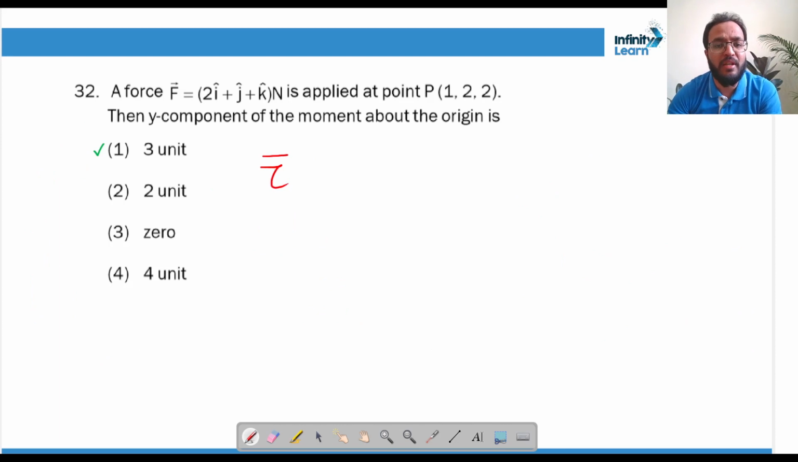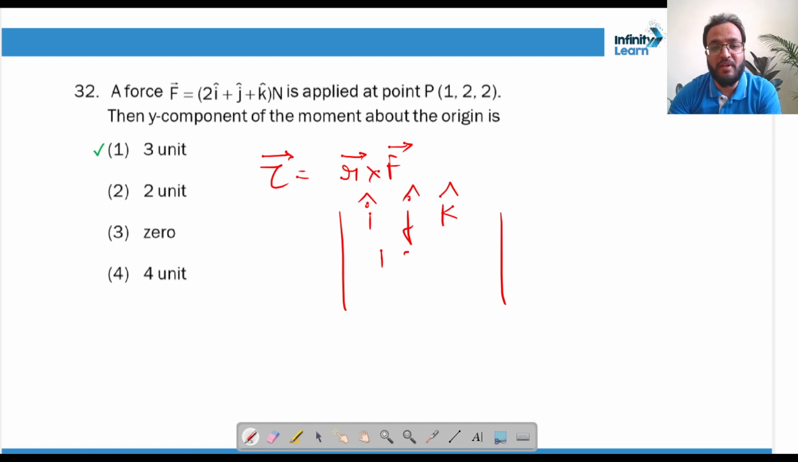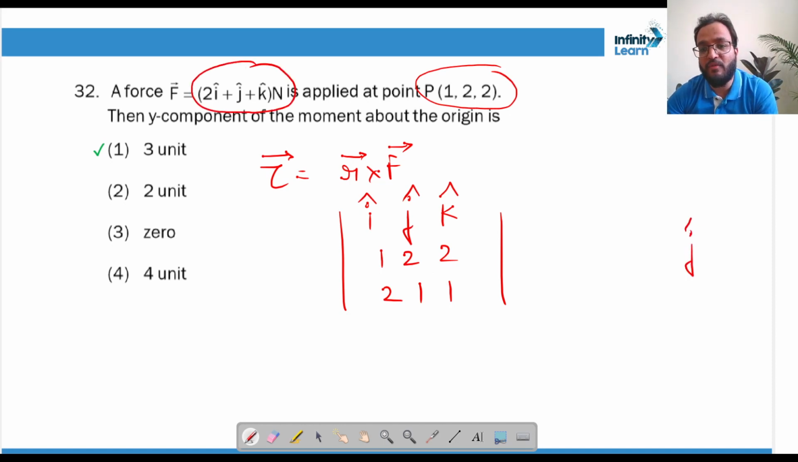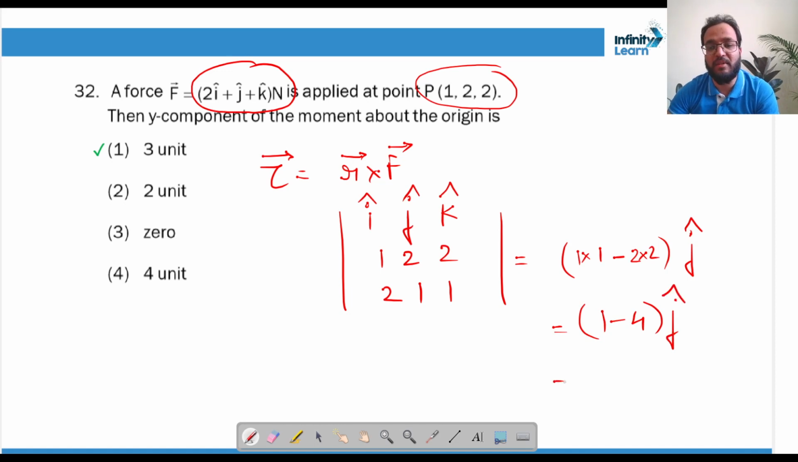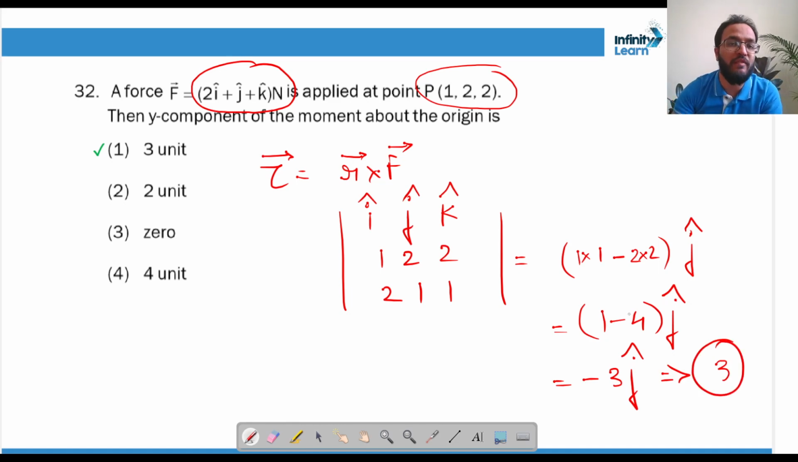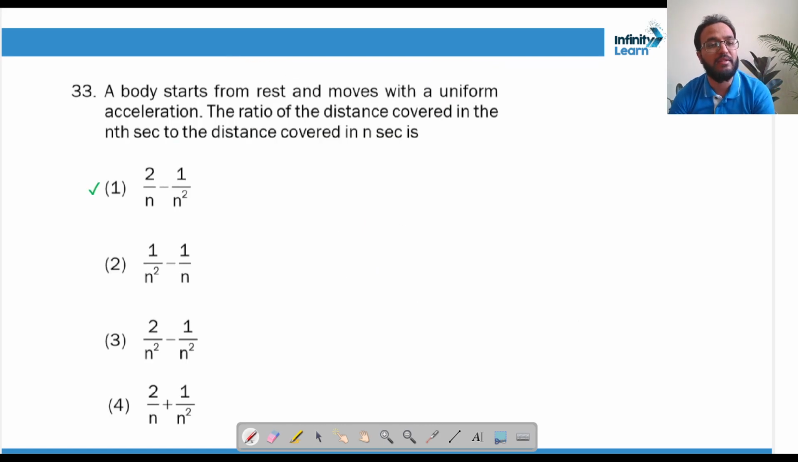Okay. What is torque? Vector r cross vector F. How do you write it? i cap, j cap, k cap, 1, 2, 2, 2, 1, 1. Vector r is given, vector F is given. Now we want the coefficient of only j cap. What is the coefficient of j cap? It is 1 into 1 minus 2 into 2. So it is 1 minus 4 times j cap, that is minus 3 j cap. So technically your answer is 3. They just want the component of the torque along the y axis.